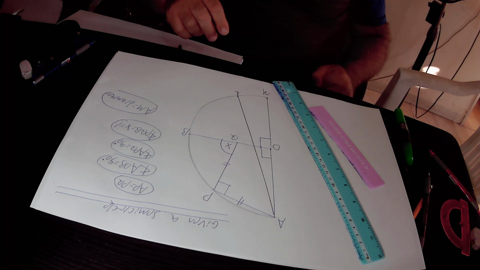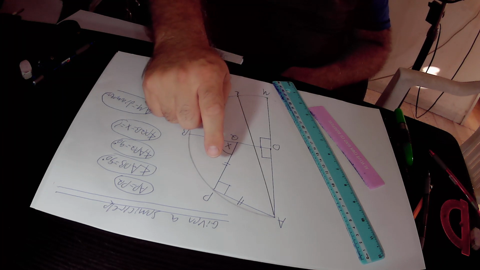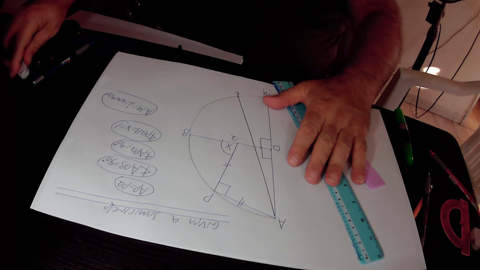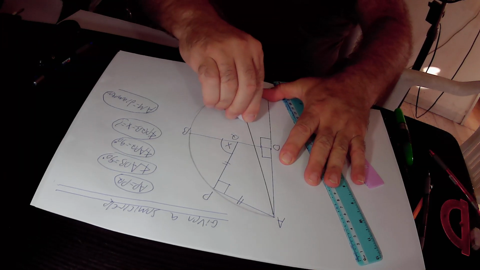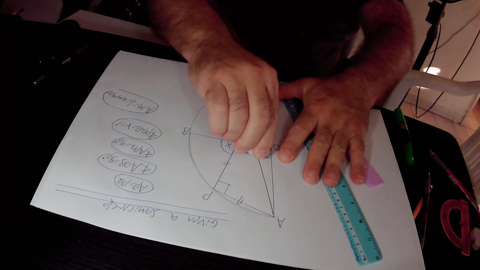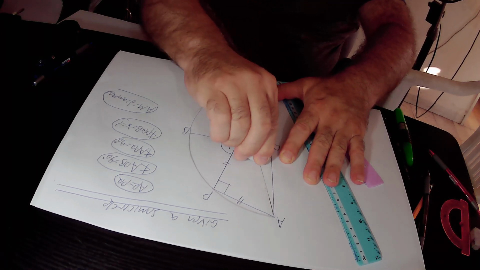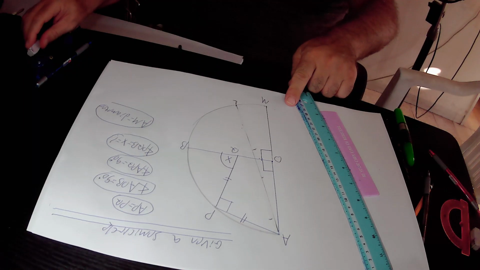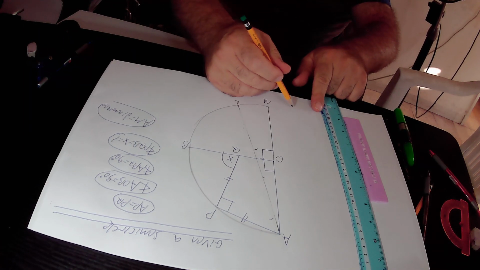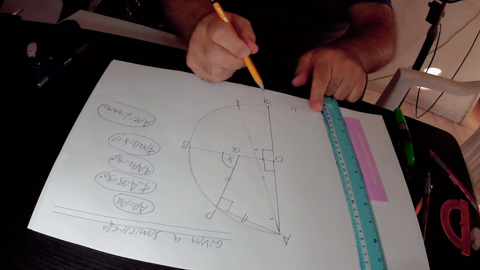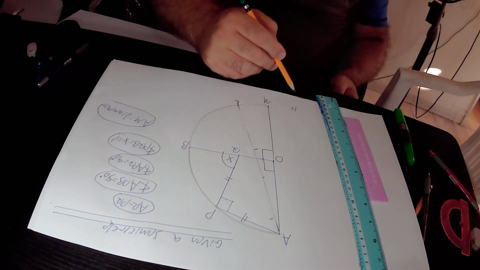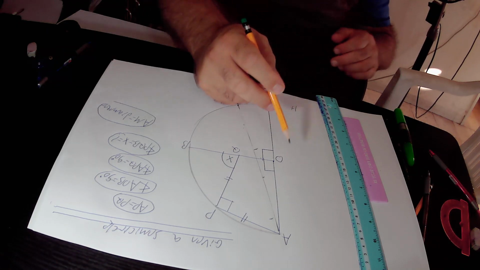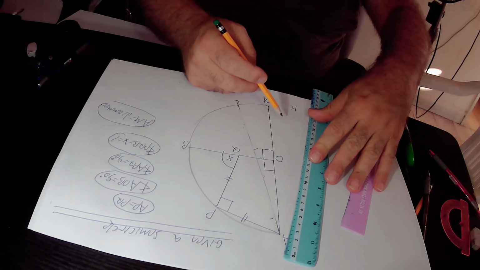So it is impossible that the extended line PQ will touch the semicircle at this point L. So we'll assume that the extended line PQ will touch the circle at this point, point H. This is point H, and the extended line PQ will touch the circle at point H. Therefore, peripheral angle APH subtends on chord AH.